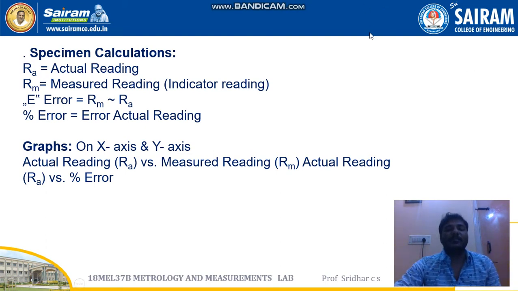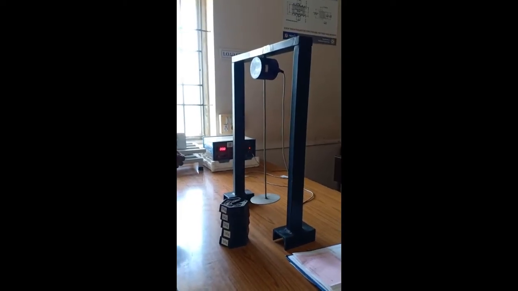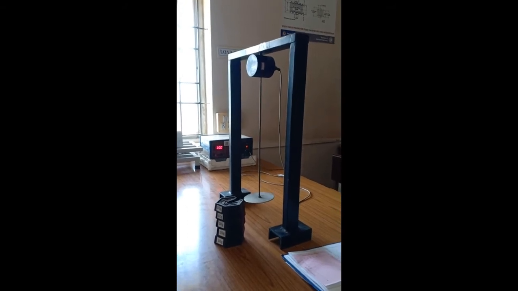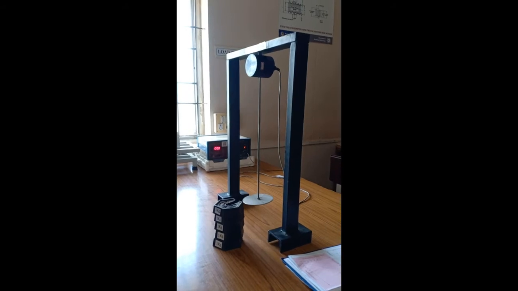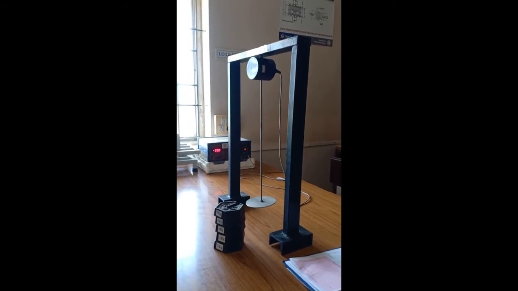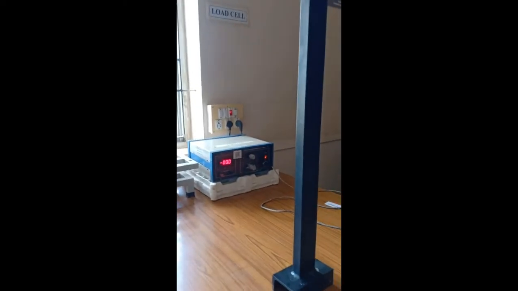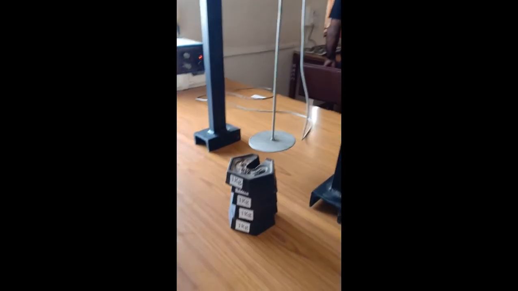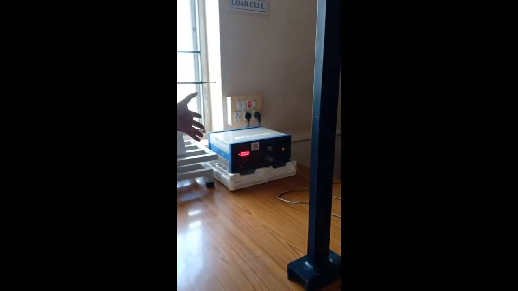The remaining things we are going to see in the experimental setup. The load cell is one of the experiments in the metrology and measurement lab. The main thing is to calibrate the load cell indicator with the given weights. You can see these are standard weights, and by using these standard weights, we are going to calibrate the load cell.